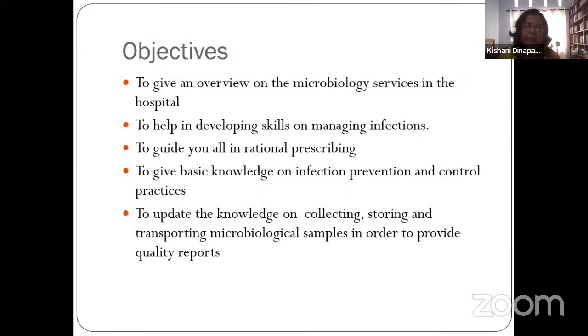All the other things related to microbiology that you would need to know. First of all, actually, the lecture series has been organized by the Ministry of Health in collaboration with the Sri Lanka College of Microbiologists.